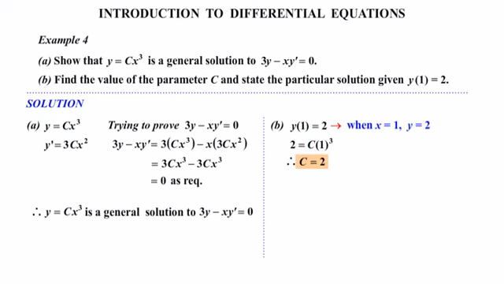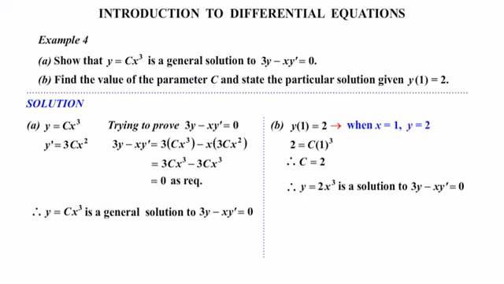Now if we work through that, we get the solution c equals 2. So we've got that result there, c equals 2. Well, we're asked to find the value of the parameter c. So that's the first half of the question done. We've just got to state the particular solution now. Well, all that means is we get our value here for c, sub it into this equation, so therefore y equals 2x cubed is a solution to that differential equation.